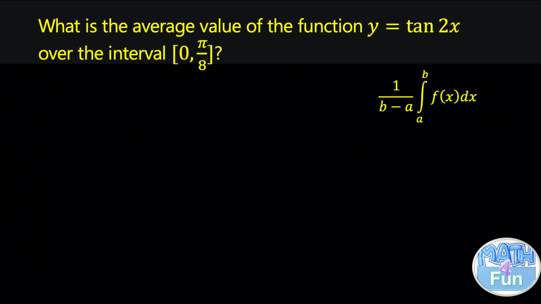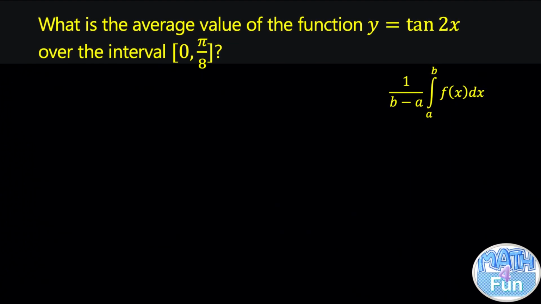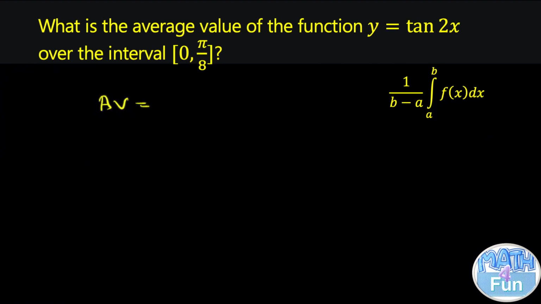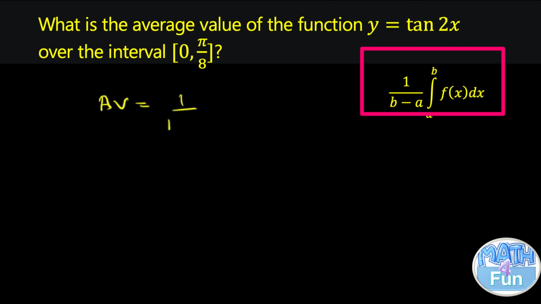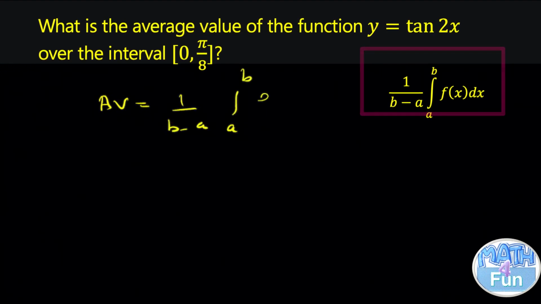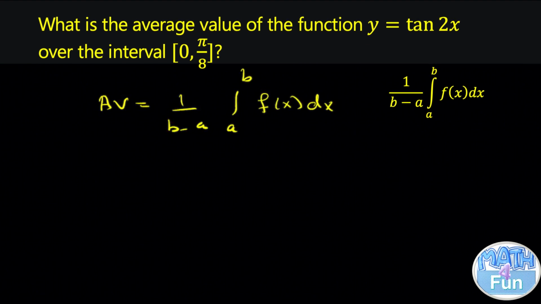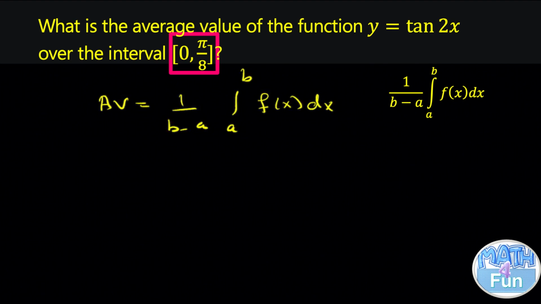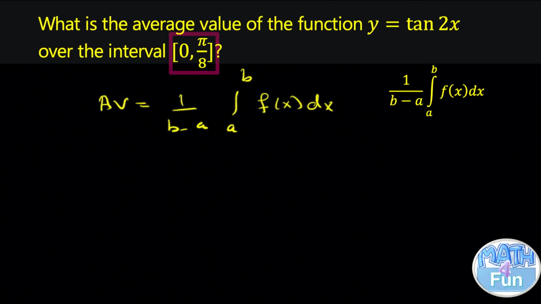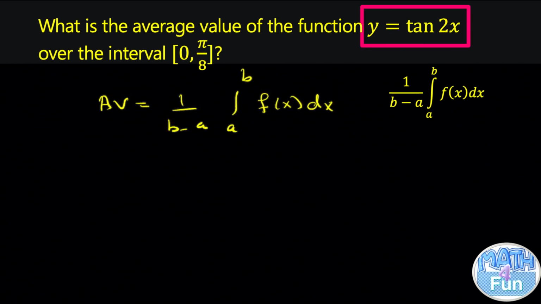use the formula for the average value of the function over this interval. We can summarize it as AV, it's equal to 1 over b minus a, integral from a to b of f of x dx. This is the general formula. Now, you see that a is equal to 0 and b is equal to pi over 8, the limits of the integration, and f of x is the function which is tangent of x.